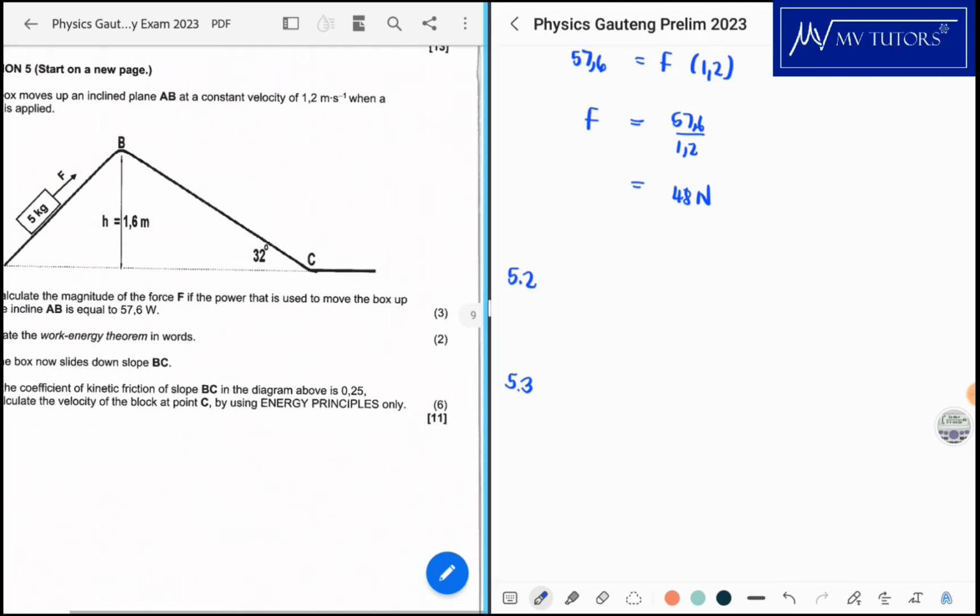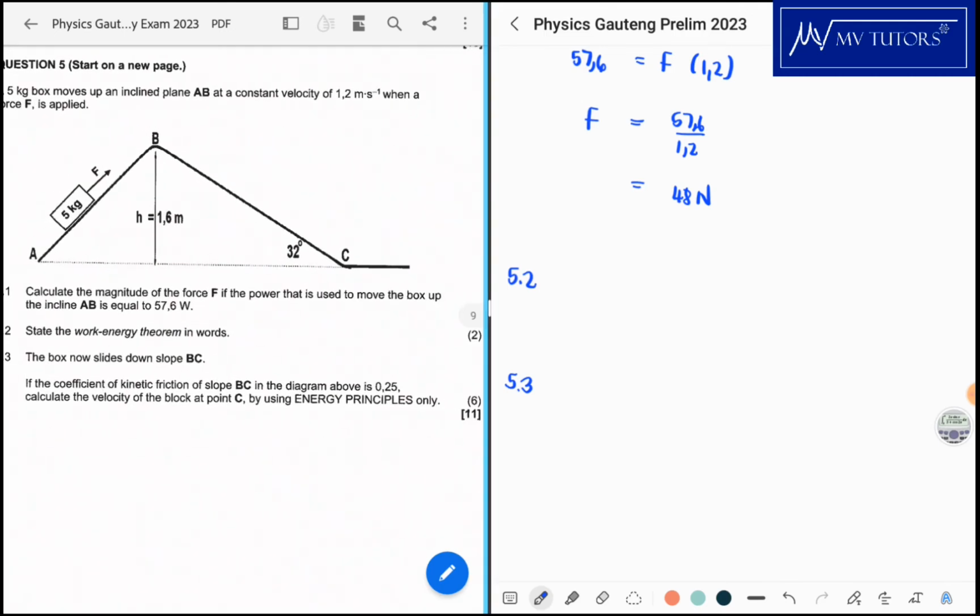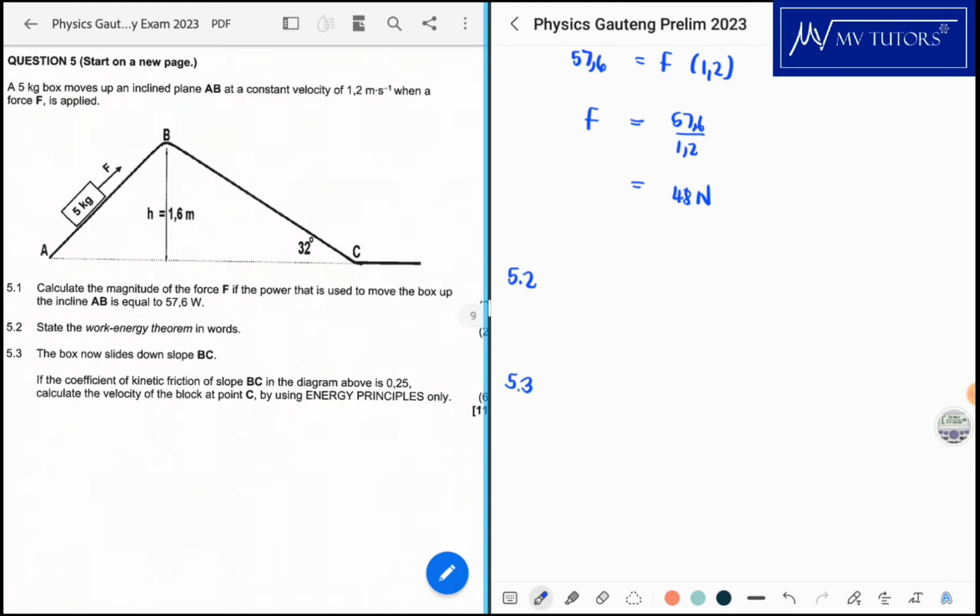I foresee a question with a lot of marks. Yes, so now it says if the coefficient of kinetic friction of slope BC in the diagram is above 0.25, calculate the velocity of the block at point C. Okay, so what is the velocity at point C by using the energy principles only? All right, let us see.